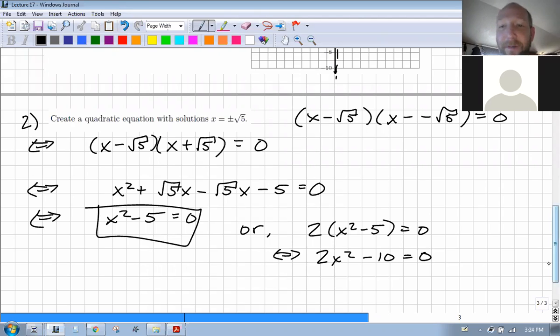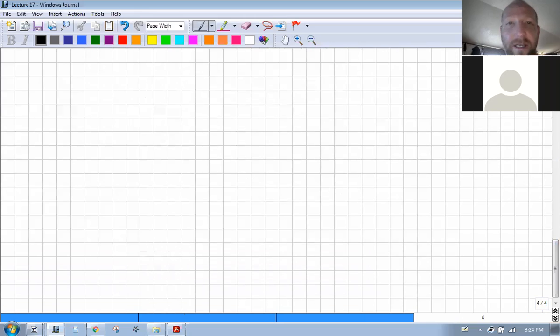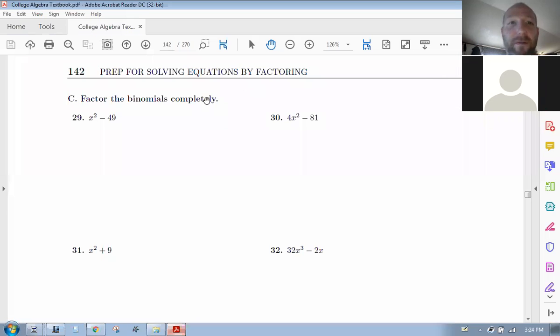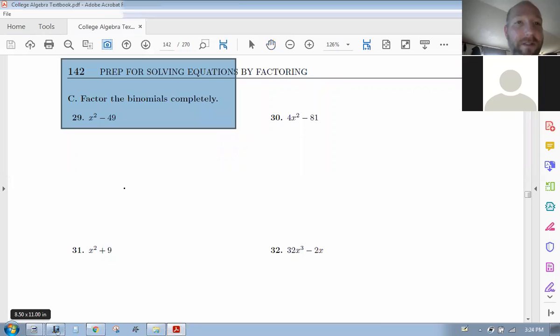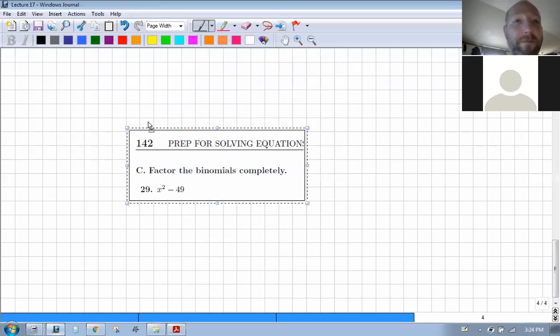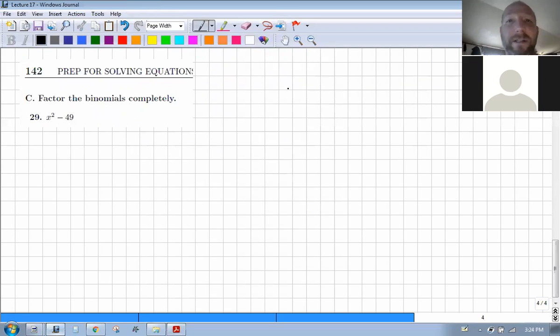Okay. So we left off on page 142. They want us to factor binomials completely. So the trick here is the difference of two squares.